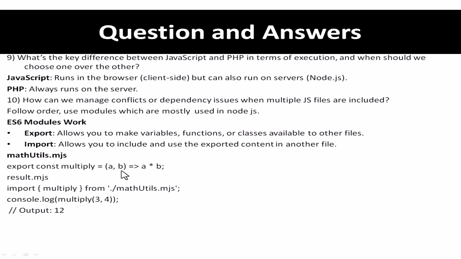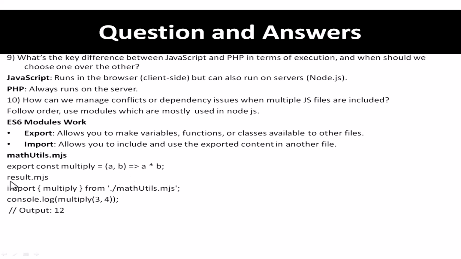Now here we are using an arrow-like symbol. In PHP a similar symbol is used with associative arrays, but here we are using the equal to greater than symbol. The result will be multiplied and sent back from the function. Whenever the multiply function is called, a times b will be multiplied and the result will be passed like return. It is just like return.